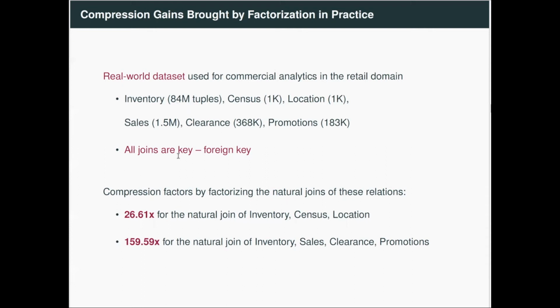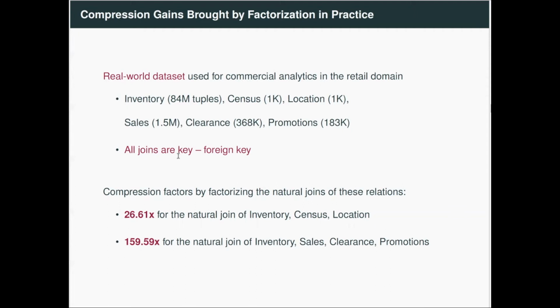There is no asymptotic gain brought by factorization of the joins. Yet the joins of such tables still entail redundancy. And why is this the case? Well, each tuple in the table inventory needs to be expanded with information from the other tables.